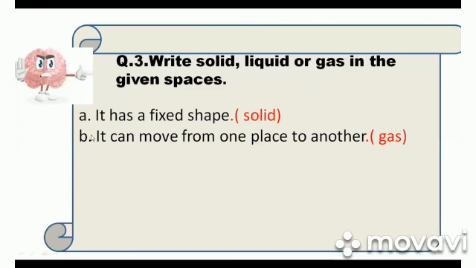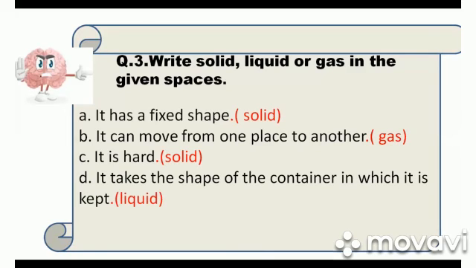Second statement: it can move from one place to another. It's a gas. Why is it a gas? Because in gas, particles are far apart from each other and gases can move freely. So it can move from one place to another, it's a gas. See the third statement: it is hard. So it's a solid. Everything that's hard is a solid.